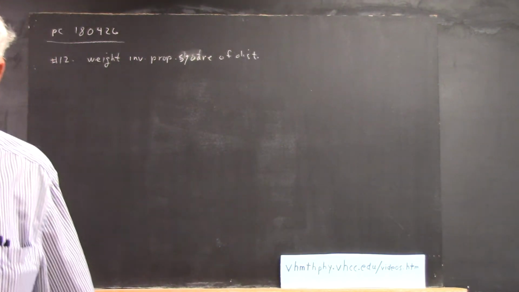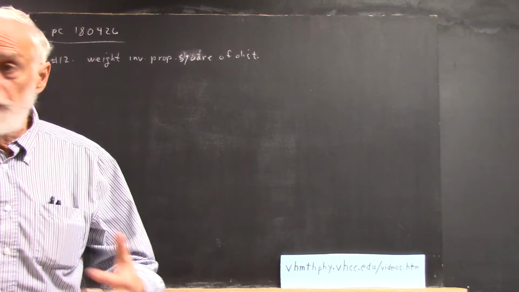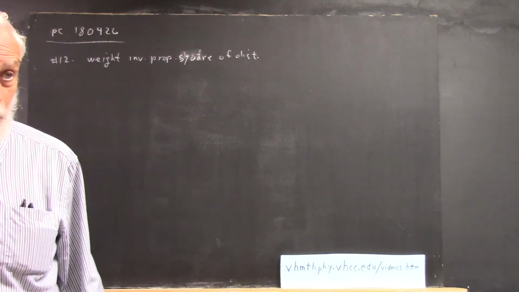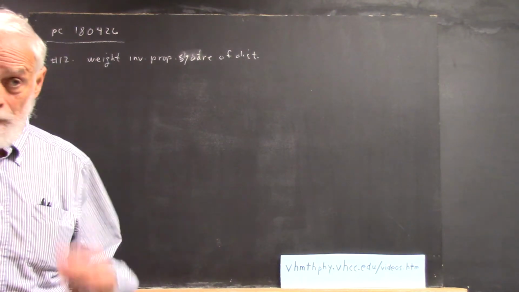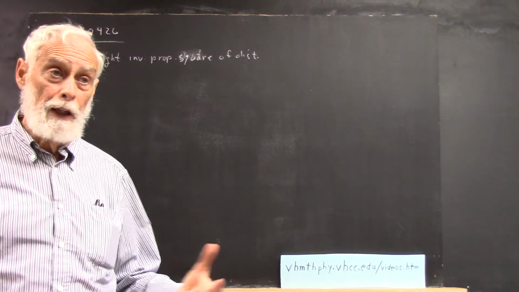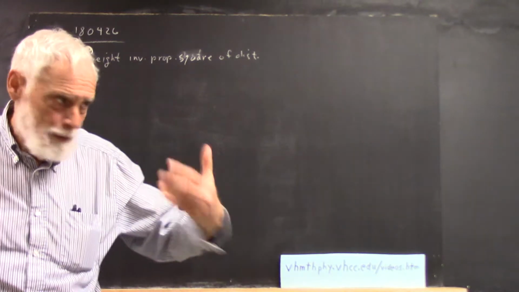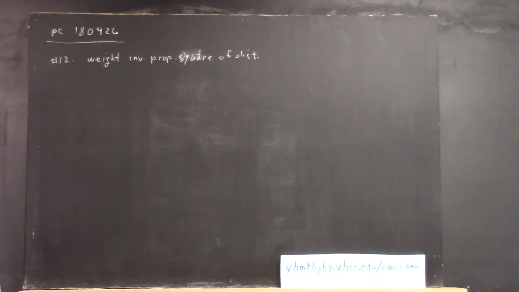Okay, number 12, we have a situation where the weight of a person is inversely proportional to the square of their distance from the center of the earth. Okay? Now, it's a pretty easy way to understand it if you understand proportionality, but yeah, we're just getting our feet wet here, okay?